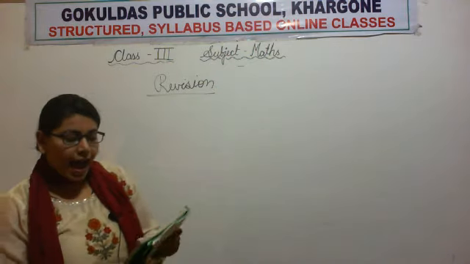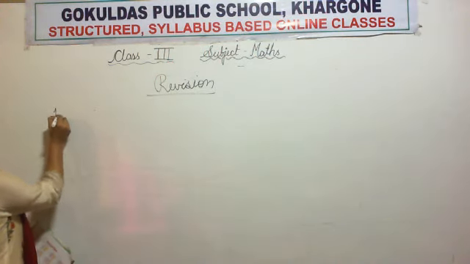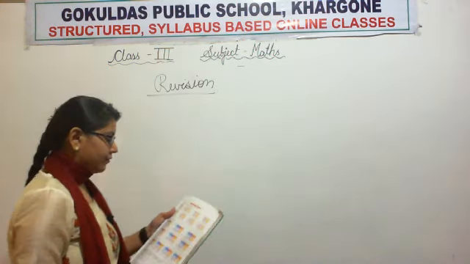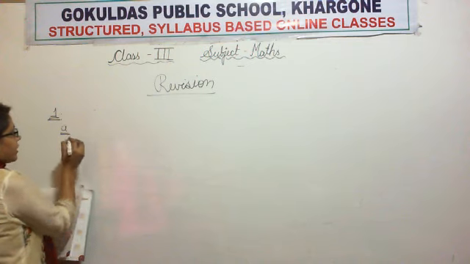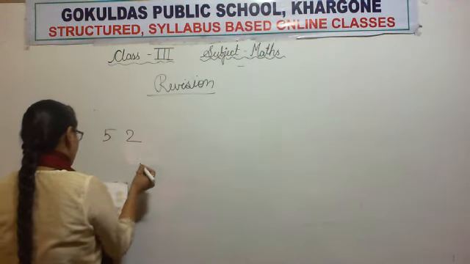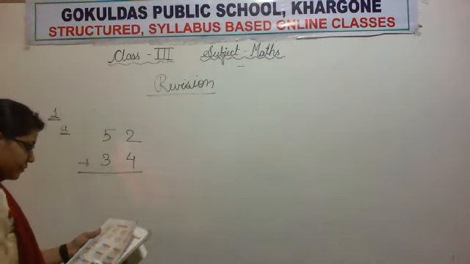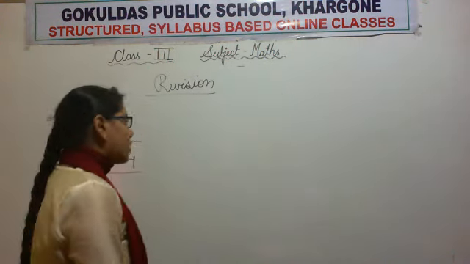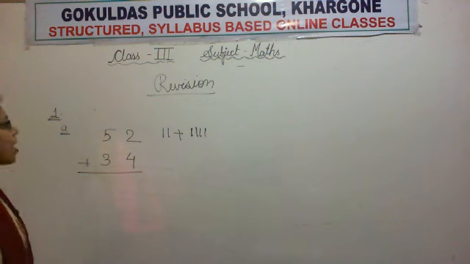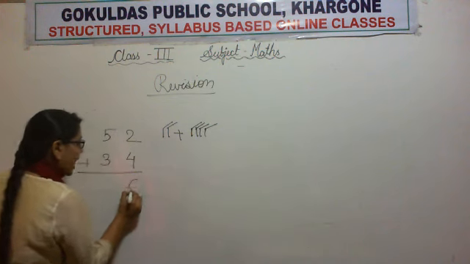Page number 29, revision questions. Question number 1. Add the following 2-digit numbers. Again, I am not writing the question, but you have to write the question. 52, 34. How to add the numbers? By drawing sticks. So we will draw 2 sticks and we will draw 4 sticks. So let's count how many sticks are there. 1, 2, 3, 4, 5, 6. So we will write the number 6 here.